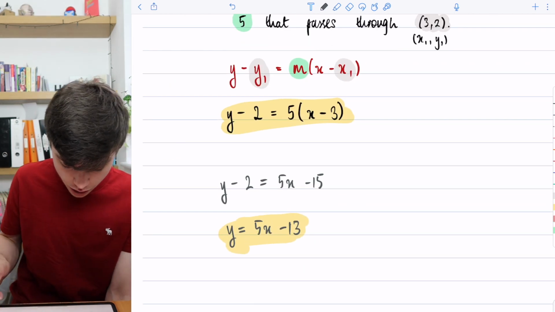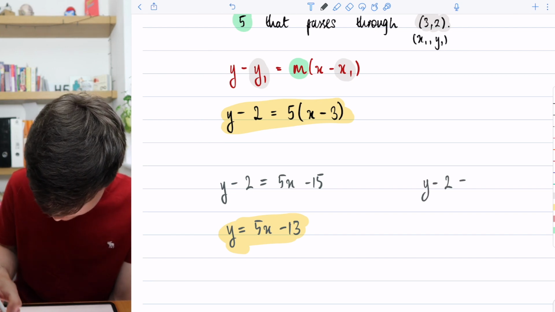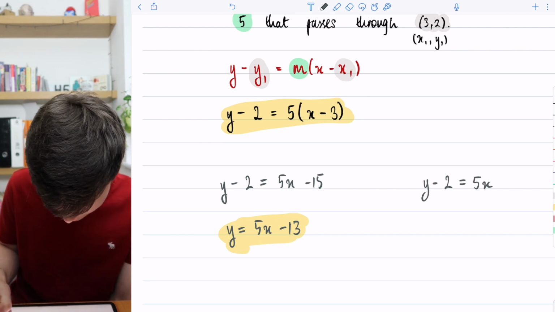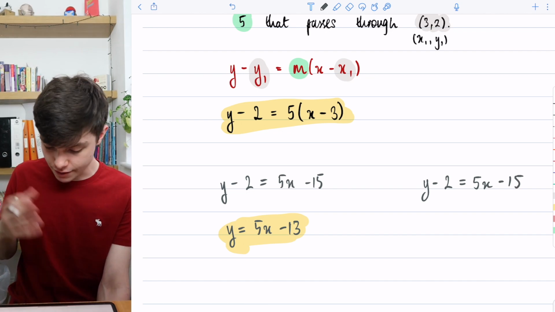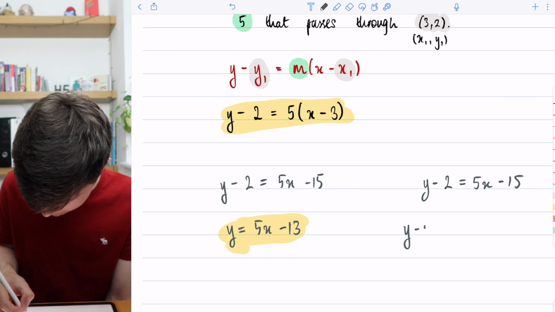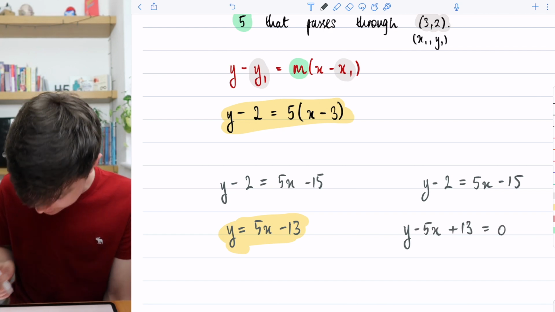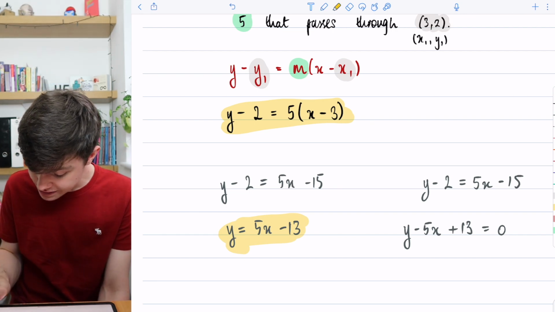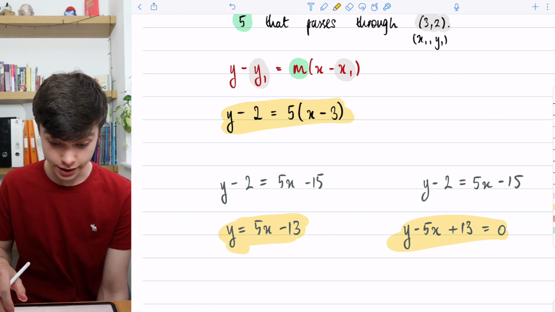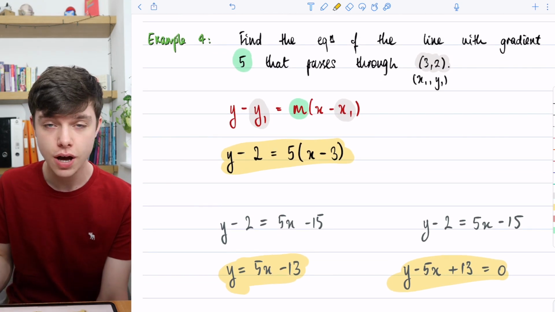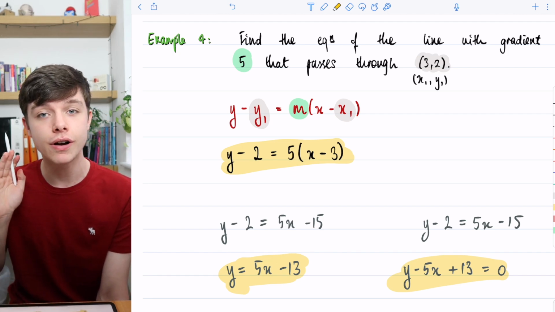We could expand on the right-hand side to give me y minus 2 is 5x minus 15, and then get the right-hand side to be 0. So we'll have y minus 5x plus 13 is equal to 0. And that is another solution to the question. Okay, that's another equation of the line. It's exactly the same equation, just given in a different form.